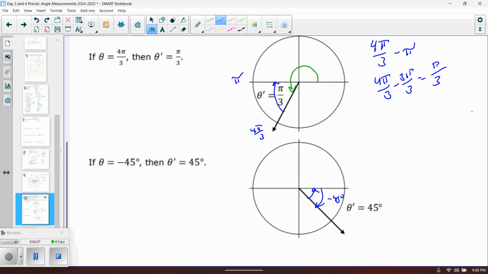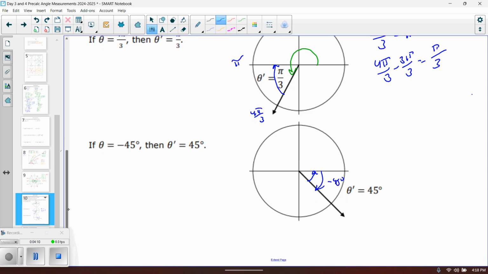So let me just give you an example of something on this paper, and you can write it down. We'll do two examples real quick. So if we say that theta is 5 pi thirds. And then the other one we're going to do is theta is 460 degrees.